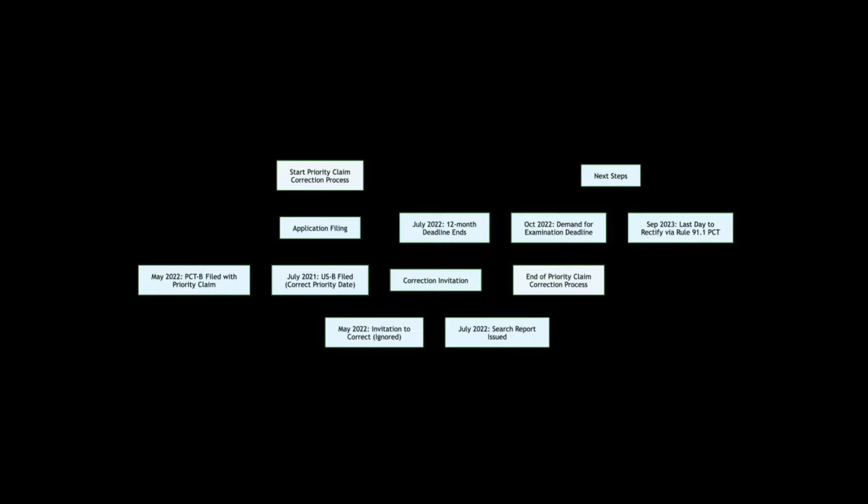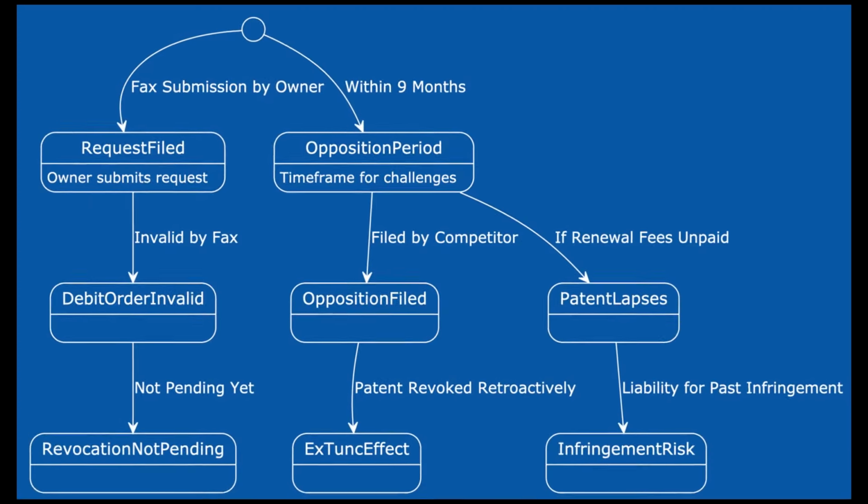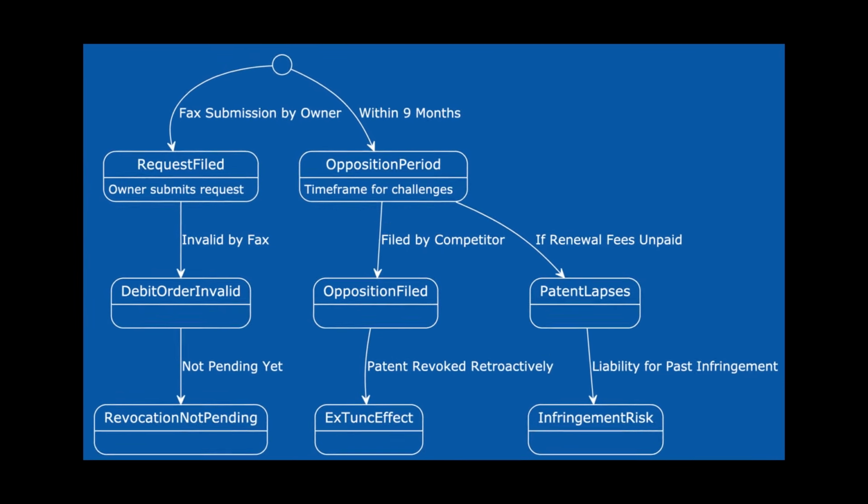Correcting the priority claim. Correction is still possible by submitting a rectification request as long as the mistake is obvious and supporting evidence is provided, such as a correctly indicated priority number in the description. Question 3. Opposition and revocation of a patent.